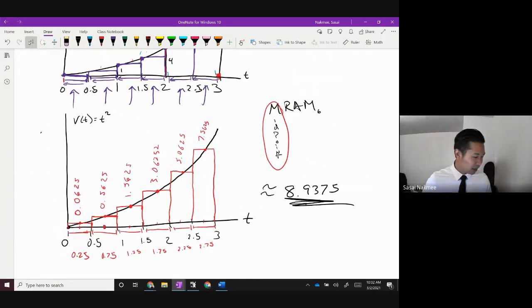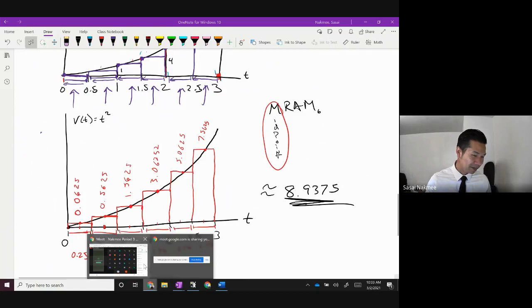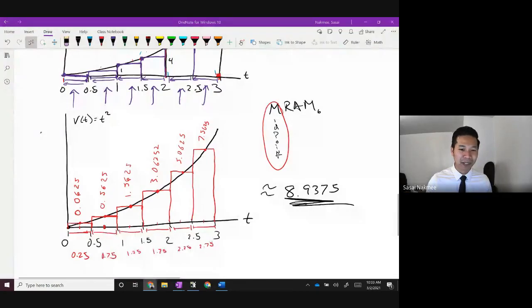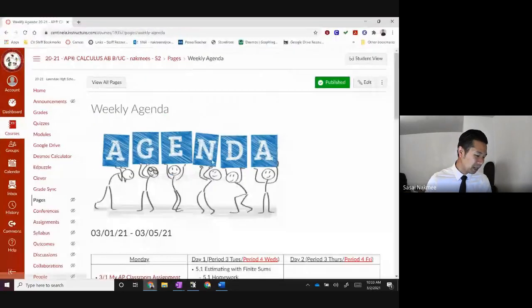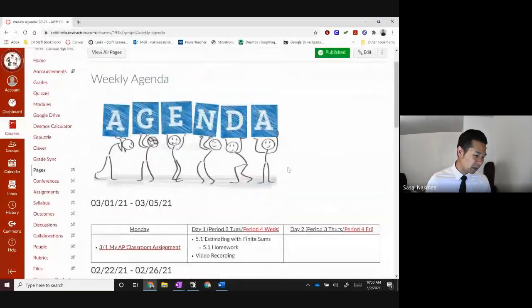All right, guys, I think that's going to be it for today. The homework that I'm going to assign tonight is going to be asking you to look at some functions and calculate LRAM, RRAM, and MRAM. Isn't that just fun to say? LRAM, RRAM, and MRAM. Let me show you right here real quick. Your homework is going to be right here in 5.1. Let me do that right now before I forget.